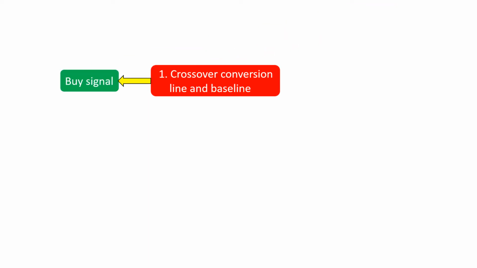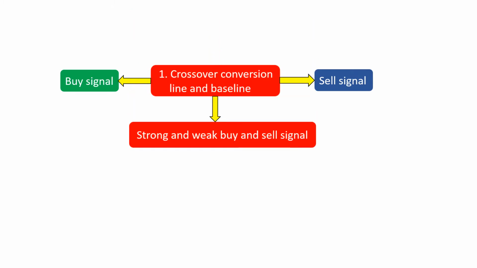If the blue line is above the red line, it generates a buy signal. If the blue line is crossing below the red line, it generates a sell signal. Strong and weak buy and sell signals.